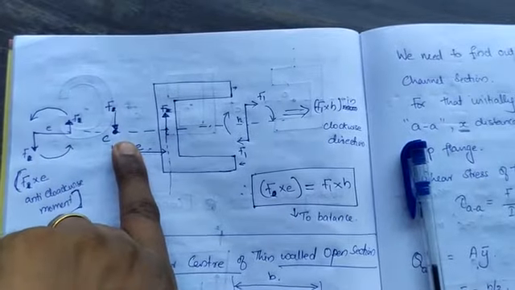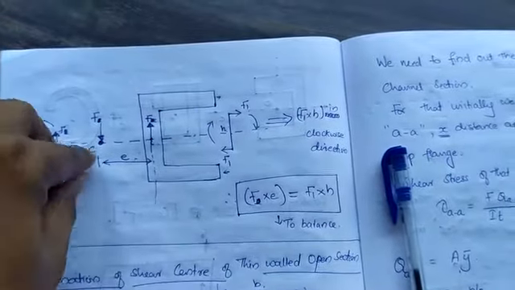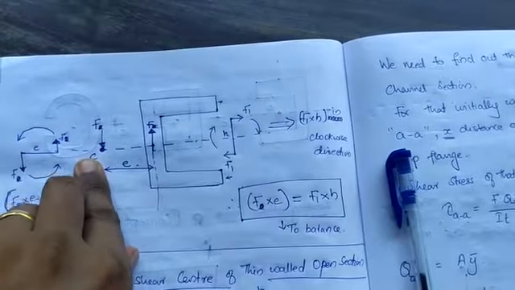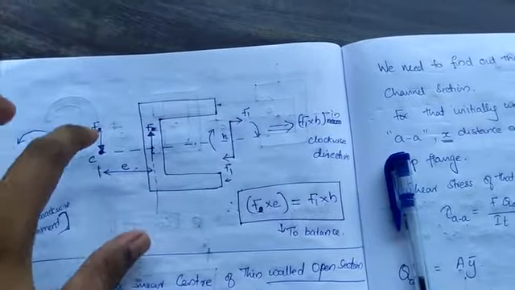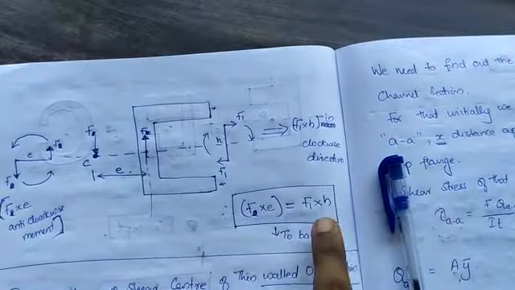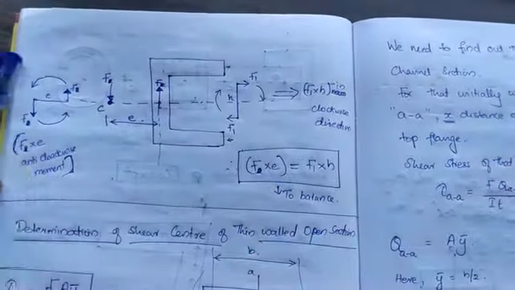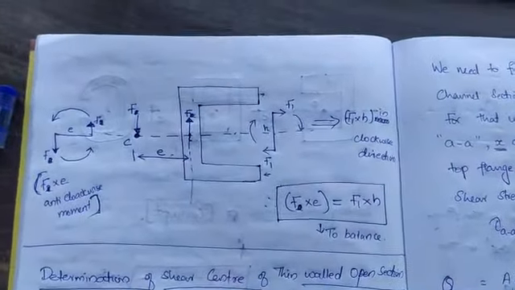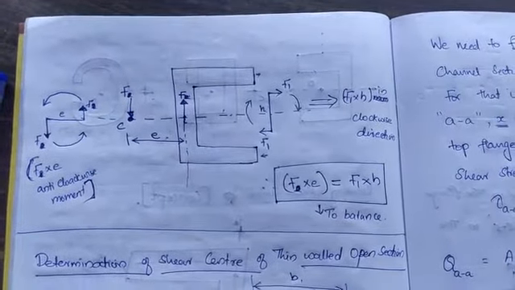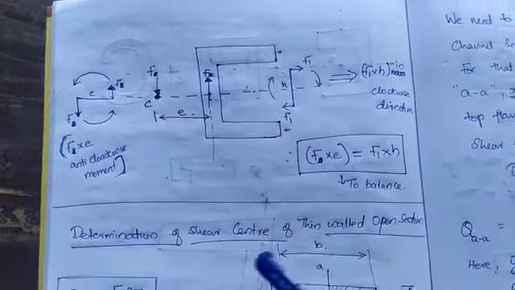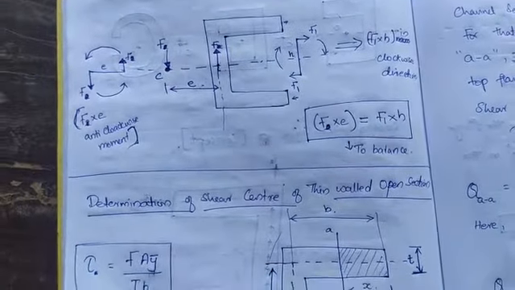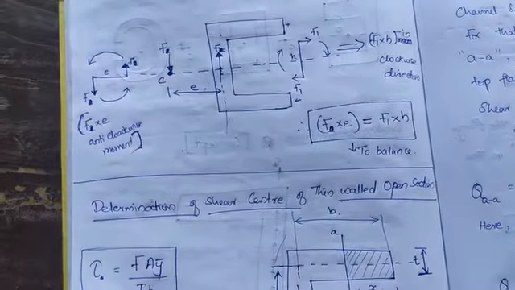Now, if this is applied, you can say that the total system is in equilibrium, so F1 into e is equal to F1 into h. Now we'll see what will be the value of the shear center for a thin walled open section. That means for a C section, what will be the shear center.